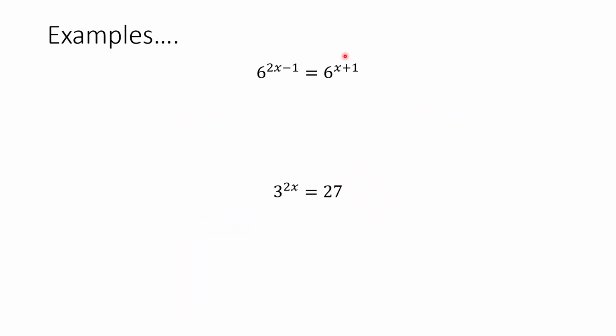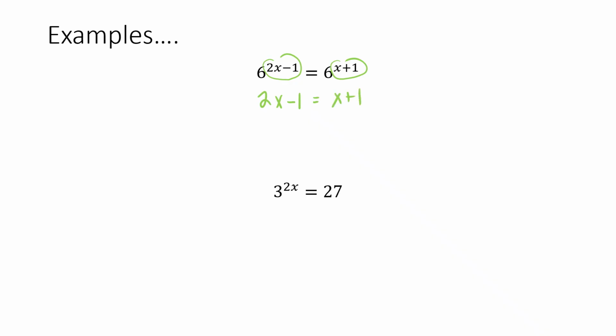All right, so starting off with something pretty straightforward, with the exception that I've made the exponents a little messier. We have 6 to the stuff equals 6 to some other stuff. And if these two are equal and the bases are equal, then our logical conclusion is that the exponents must also be equal. So 2x minus 1 must equal x plus 1.